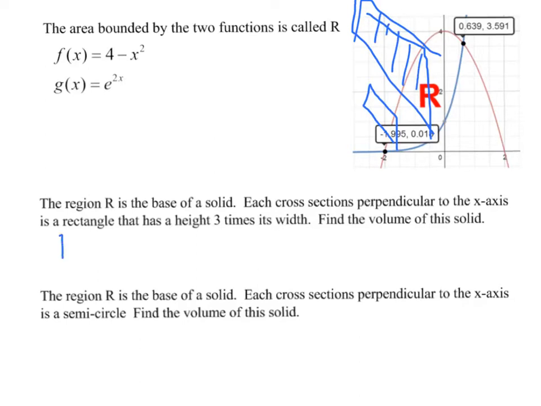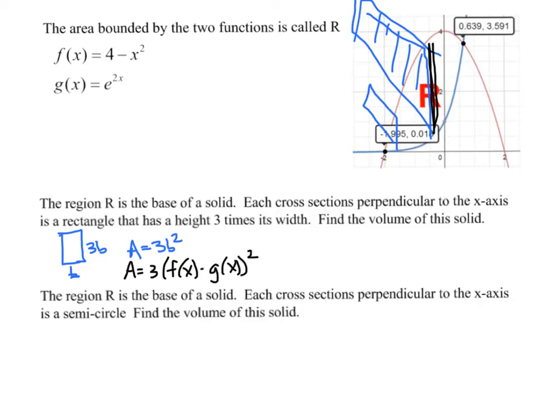So I always think of a rectangle, I start by just drawing the shape. I've got a base, and I've got a height that's 3 times the base. So the area is 3b squared. Well, how I get the base, of course, is using the function. So I could rewrite this as 3 multiplied by the difference between the two functions. So f of x minus g of x squared, because f of x minus g of x is the width of my base. So that's what I'm going to integrate.